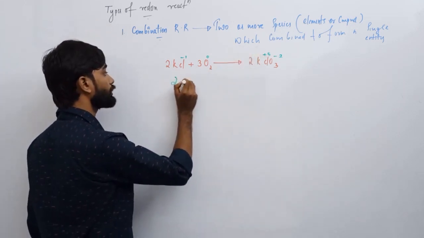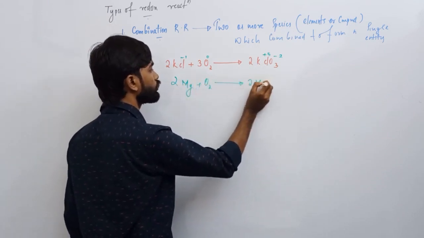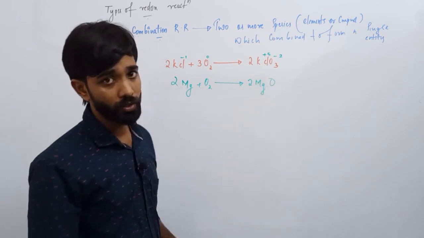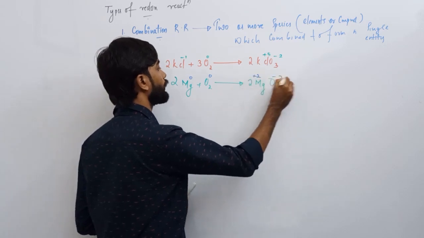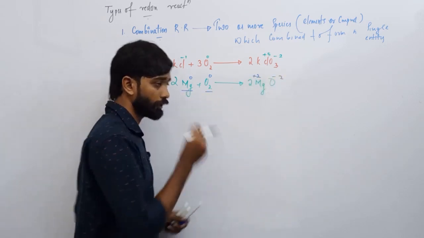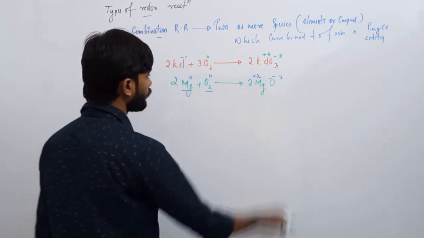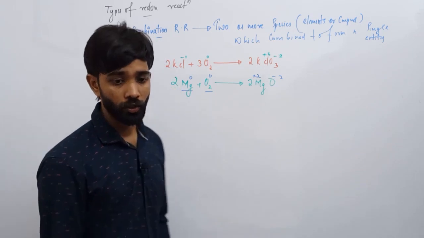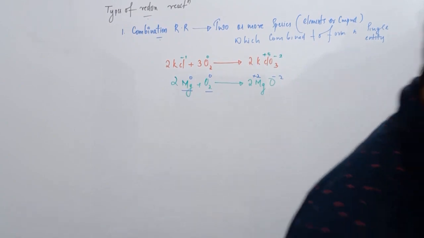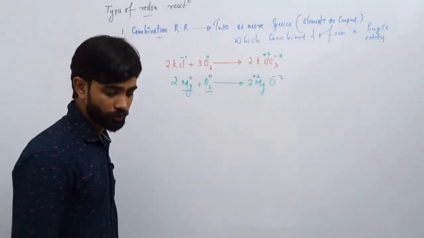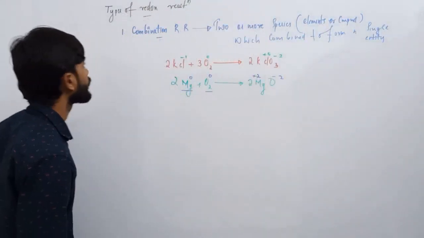Another example is 2 Mg plus O2 gives 2 MgO. It's a simple one. Here 0, 0, and here +2, here -2. So this is an element, this is also an element. They together combine to form a single compound. So this is an example for a combination redox reaction. Fine. Let's check the next category.